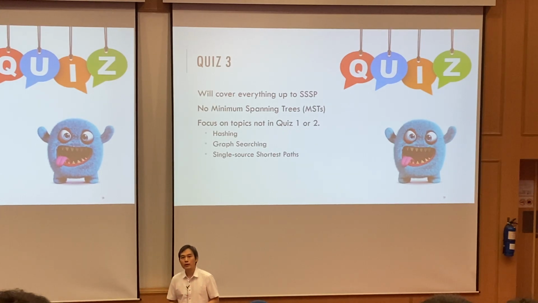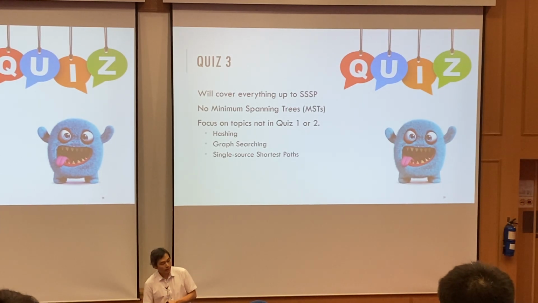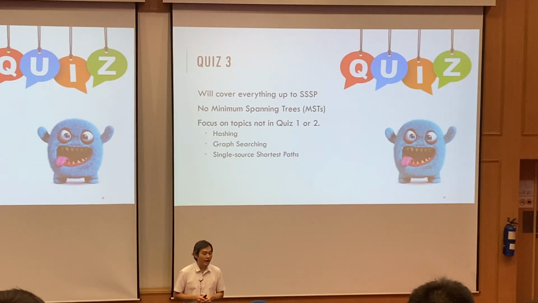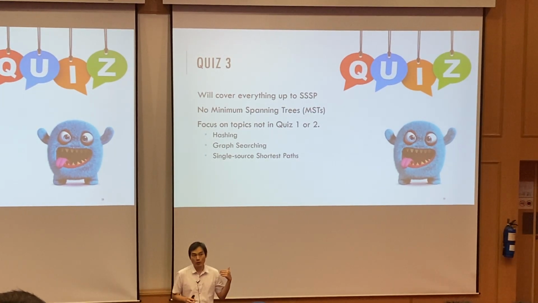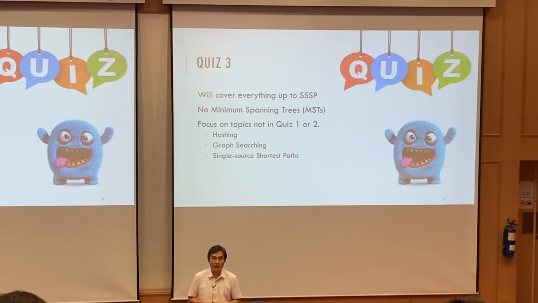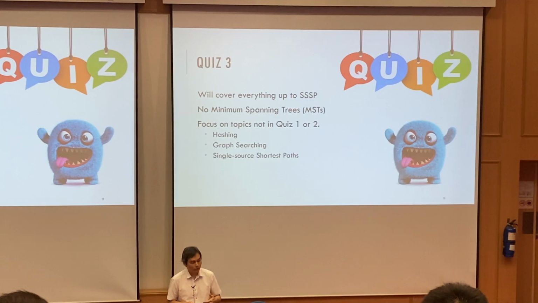So I'm going to talk a little bit about quiz 3 and do some revision. Okay. So quiz 3 will cover everything up to single source shortest paths. It will not cover Floyd Warshall. It will not cover minimum spanning trees. There will definitely be no dynamic programming. What will be focused on is hashing, graph searching, and single source shortest paths. So everything up to yesterday's lecture.